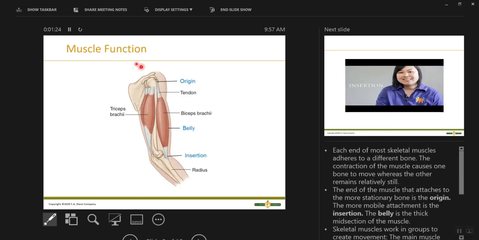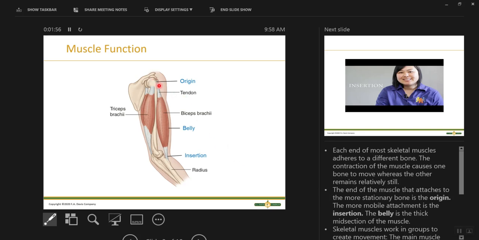For muscle function, you have what's called an origin and an insertion. Each end of the muscle skeleton adheres to a part of the bone. The contraction of the muscle causes one bone to move, whereas the other remains relatively still. So this whole little section gives you good information. It says the end of the muscle that attaches to the more stationary bone is the origin.